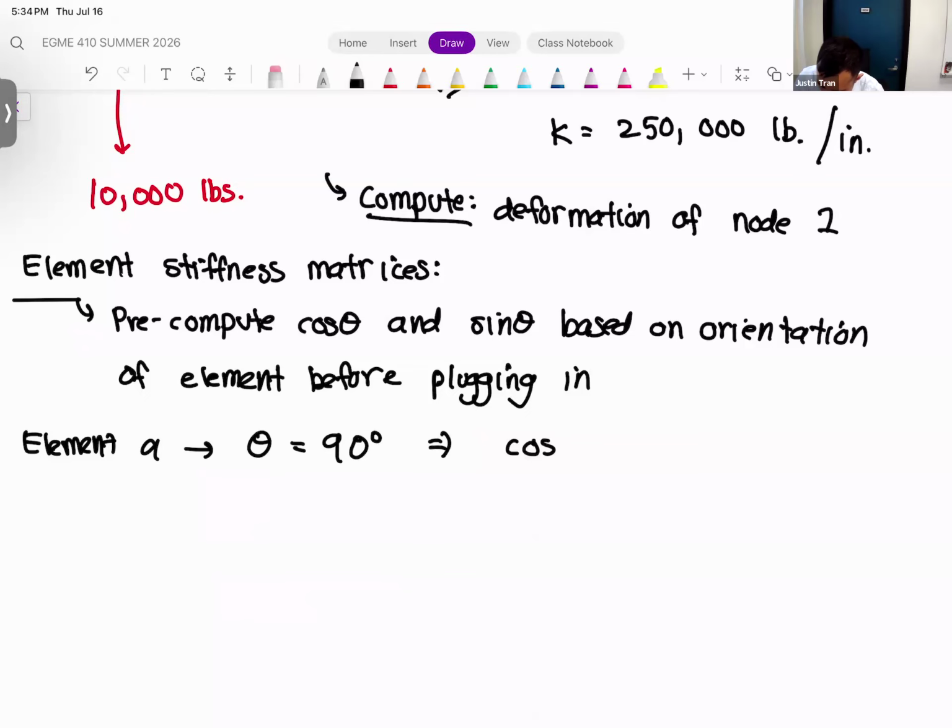Because what do we know? Cosine of 90 degrees is what? 0, right? Sine of 90 degrees is 1. So when we go and plug into our element stiffness matrix, every term or every expression that has a cosine, we're just going to know it's 0 automatically, just because 0 multiplied by anything else is 0. Okay. And even the terms with sine are just 1. So we actually end up pretty nice.